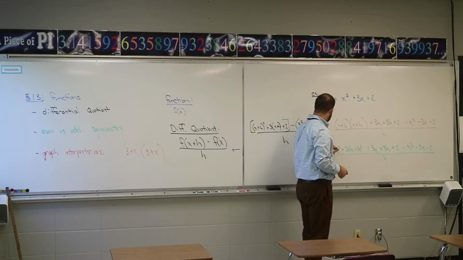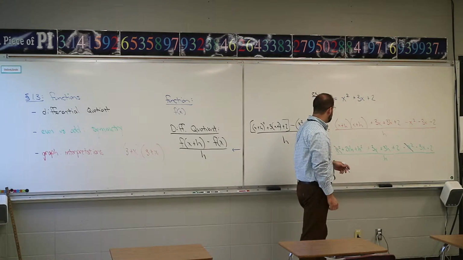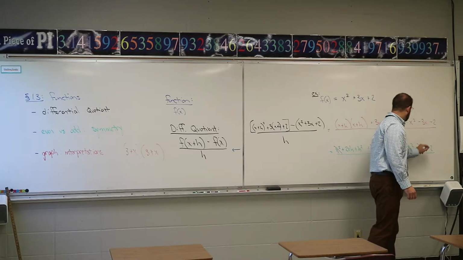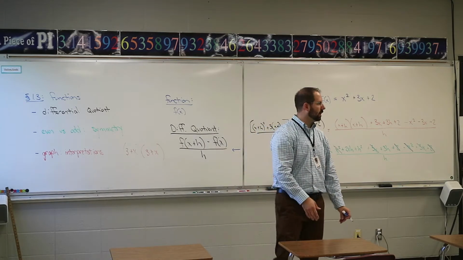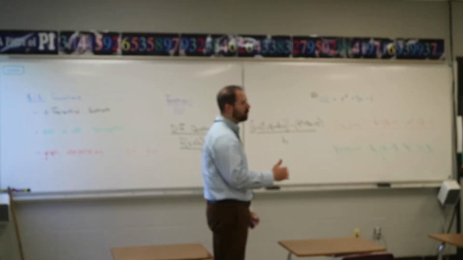So x squared, yeah, duh, those are gone. One's positive, one's negative, boom. So far so good. 3x, negative 3x, boom. 2, negative 2, boom. And everything that's left has an h on it. That's how you know you're doing it correctly. Anything that has an h is still around.